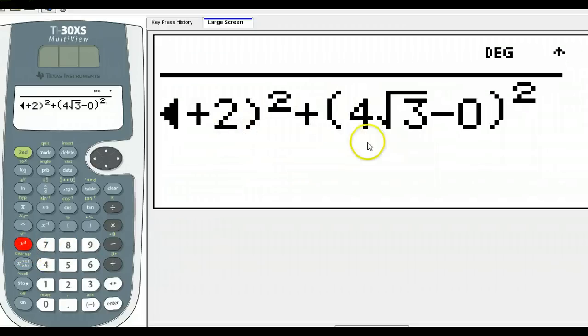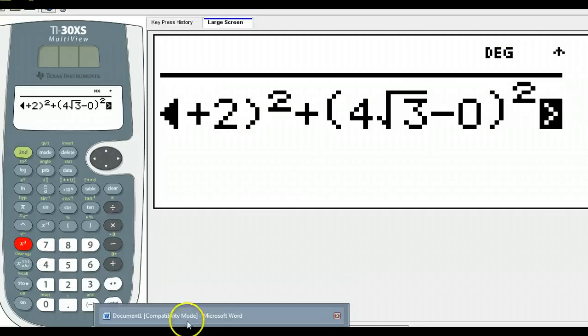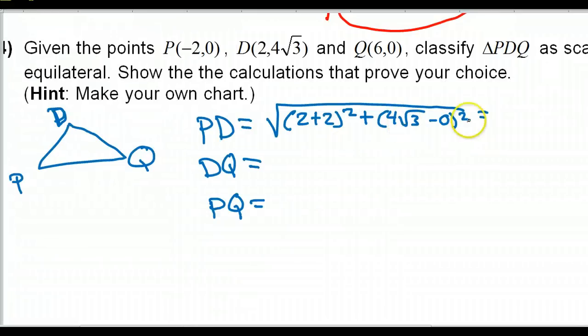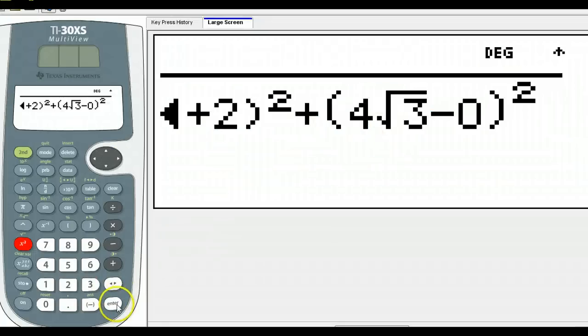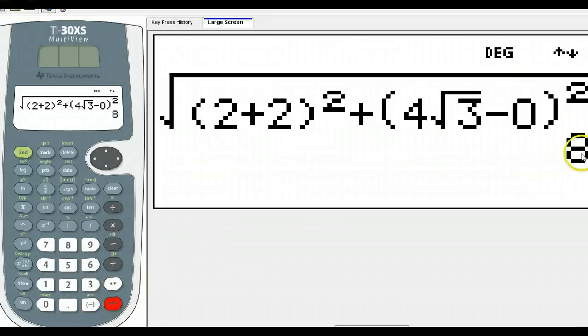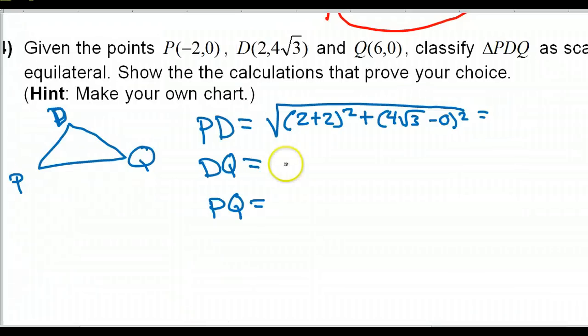Let's see, 2 plus 2, 4 radical 3 minus 0. Just a quick double check. Yeah, we just typed that in, and we got 8. Bam. Just flat 8. What? Okay, so let's do it again.